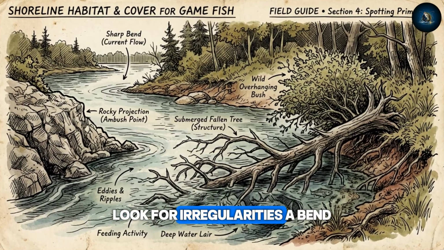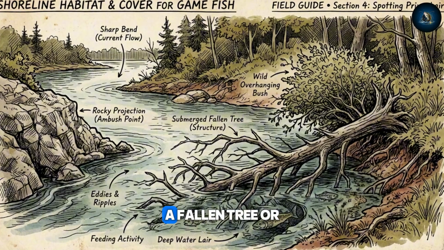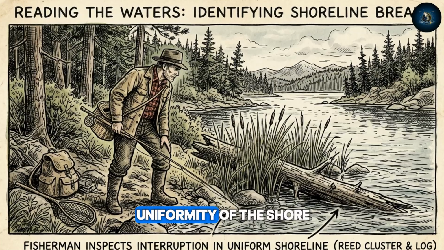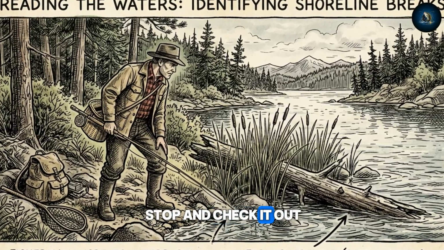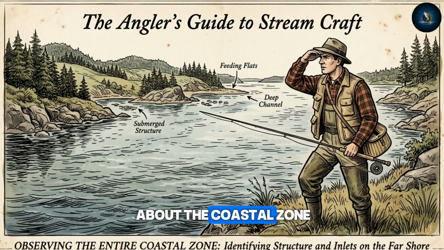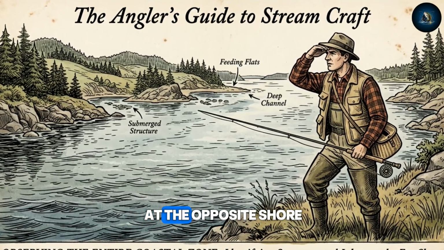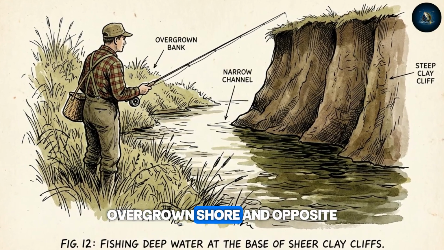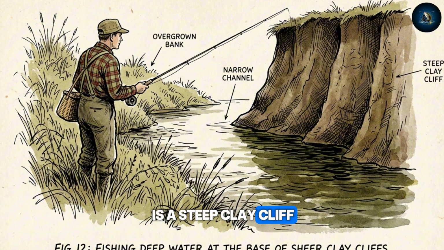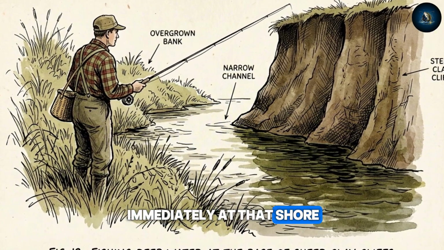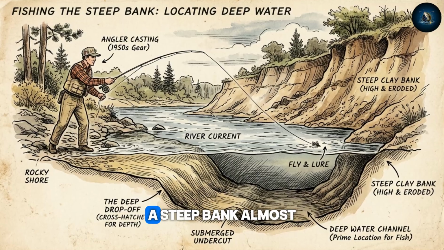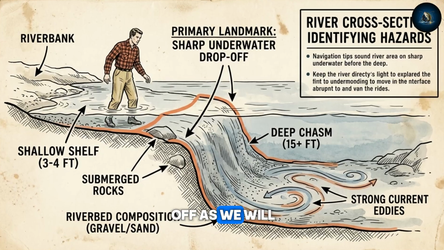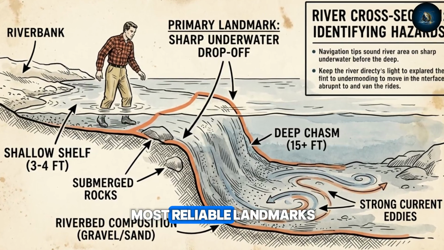Look for irregularities, a bend, a projection, a fallen tree, or a bush jutting into the water. Any break in the uniformity of the shore is a reason to stop and check it out. And one last thing about the coastal zone, don't forget to look at the opposite shore. If you are standing by a gently sloping, overgrown shore, and opposite is a steep clay cliff, then the depth starts immediately at that shore. It's worth casting over there. A steep bank almost always means a sharp drop-off. And a sharp drop-off, as we will discuss a bit later, is one of the most reliable landmarks.